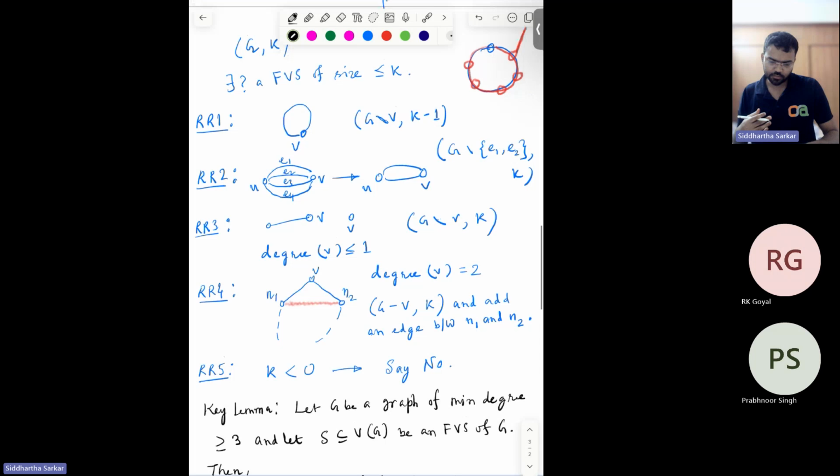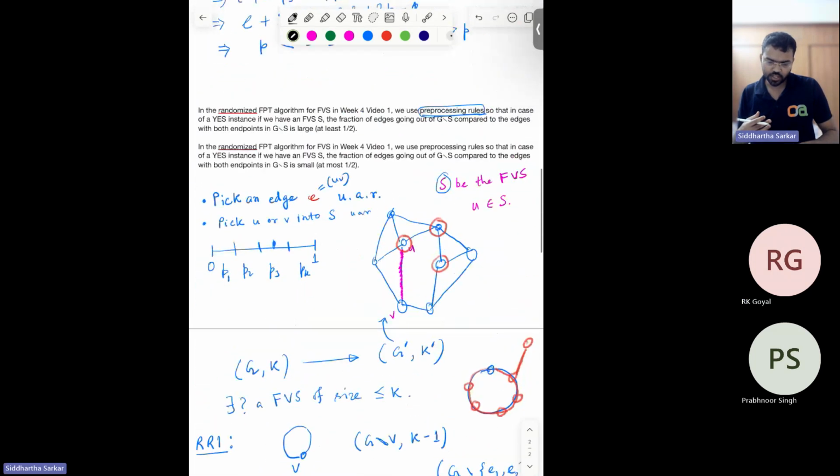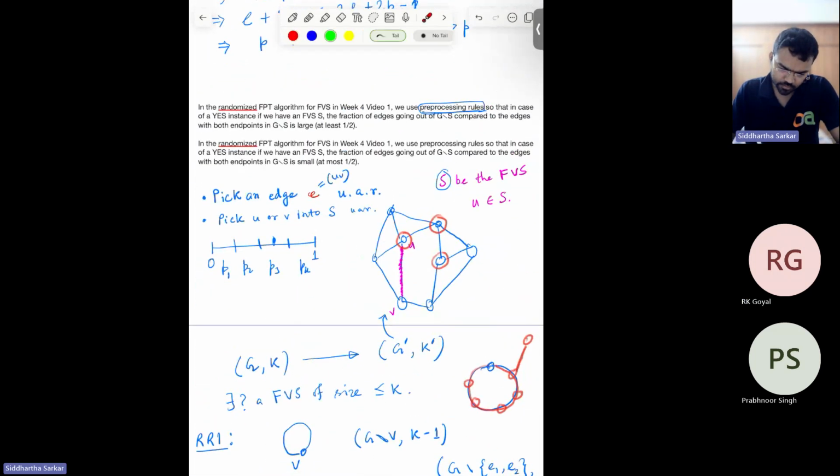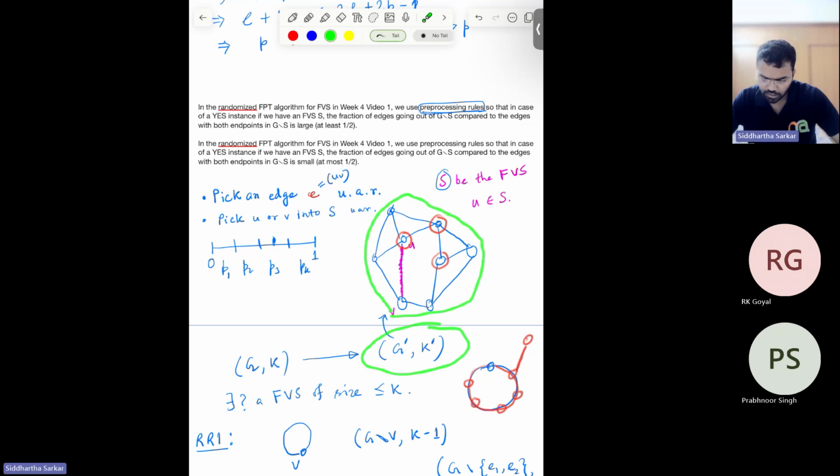Okay, so let us look at the statement once again, although in this figure we are convinced. What does it say? It says that the fraction of edges going out of G minus S, which means they're going into S, incident on S, compared to the edges with both endpoints in G minus S, is large. So that's what it is saying. Now you understand the algorithm. And the crucial fact is that because of the reduction, G dash K dash is now only containing vertices of degree 3 or more. That is why we are able to say this. Otherwise, we wouldn't have been.